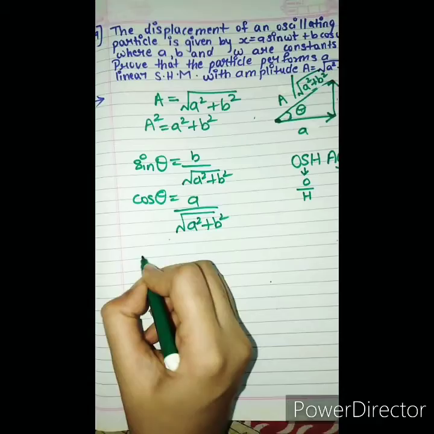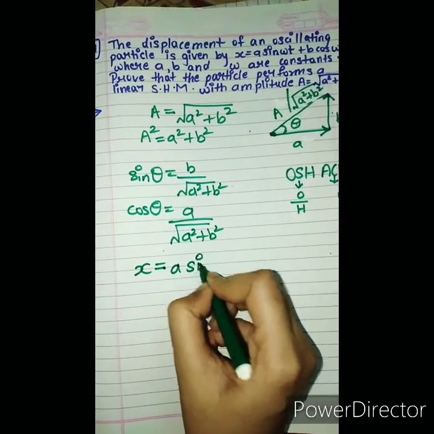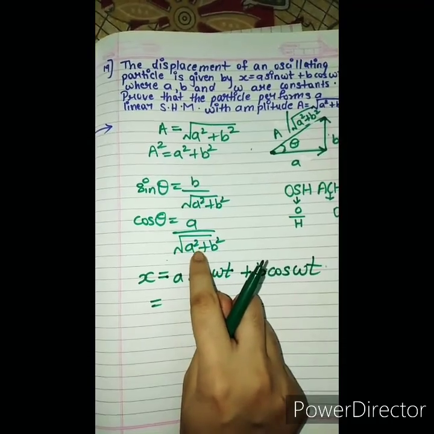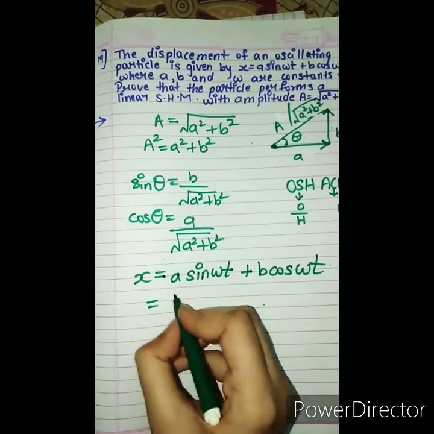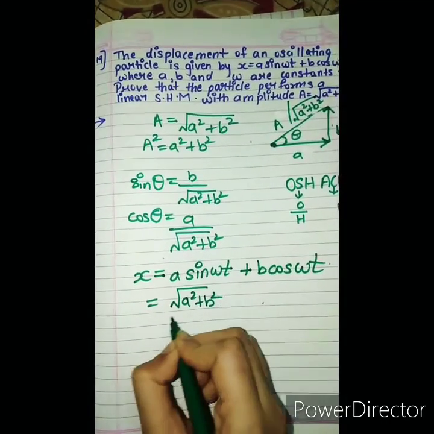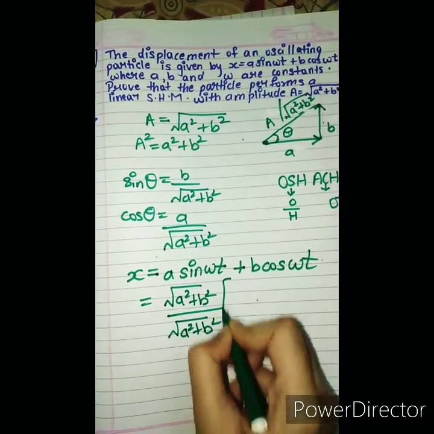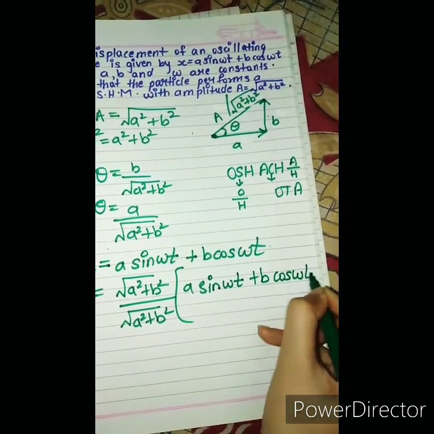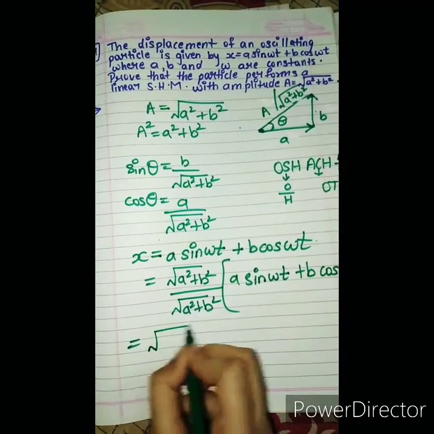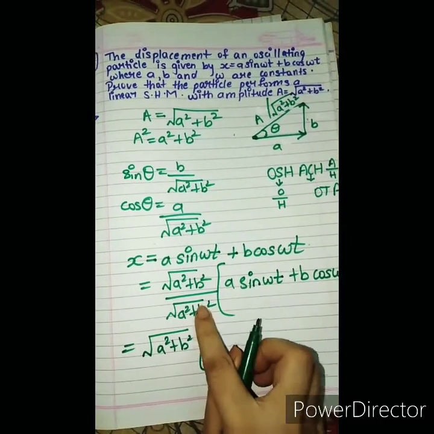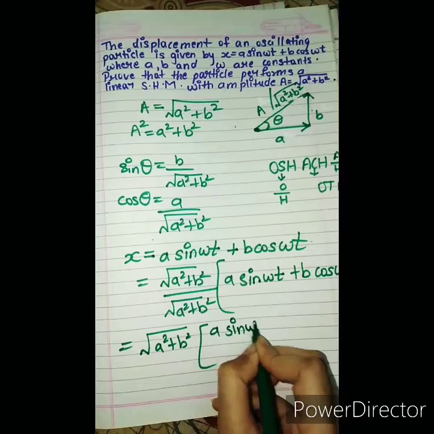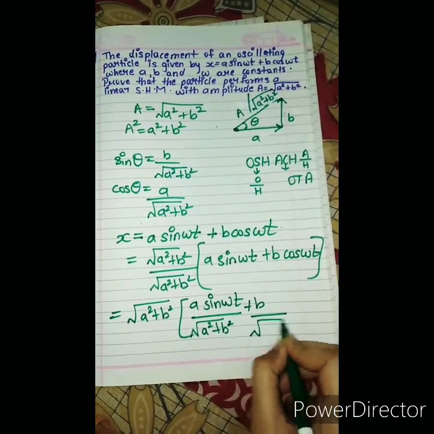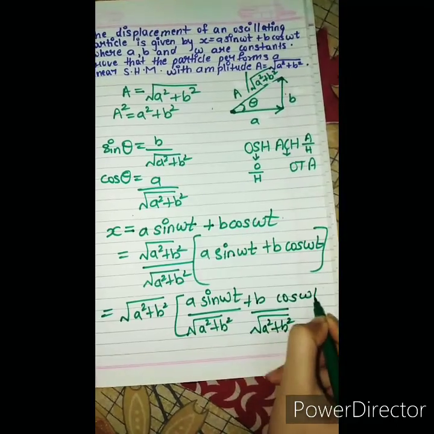Now I will write this equation of displacement which is given to us in the question: a sine omega t plus b cos omega t. Now in this expression I don't have this term, so what I'll do is multiply and divide the whole equation by this term, under root a square plus b square. What next? Let this be outside and take this denominator inside. So a sine omega t upon under root a square plus b square plus b upon under root a square plus b square cos omega t. Right.